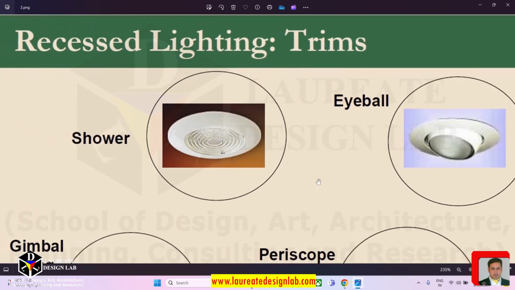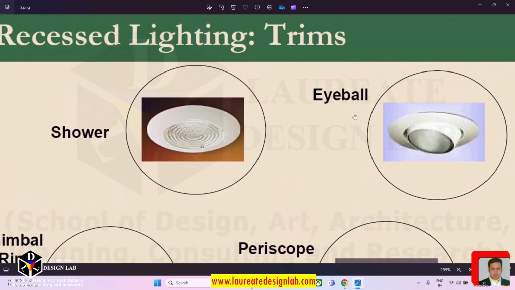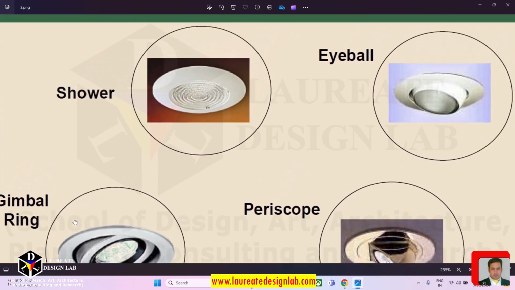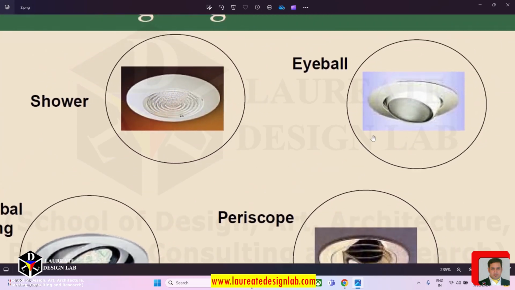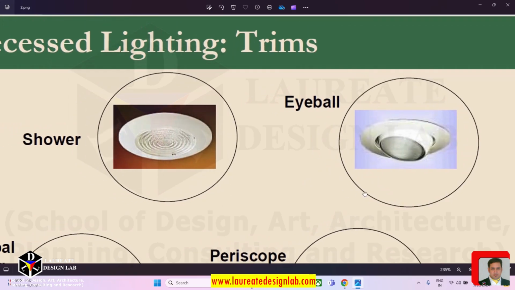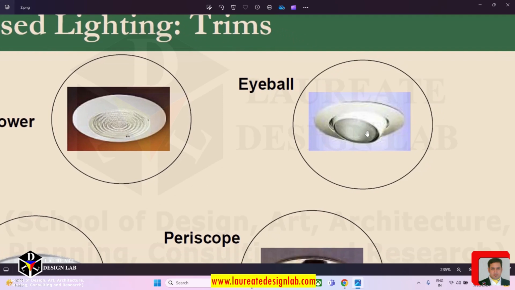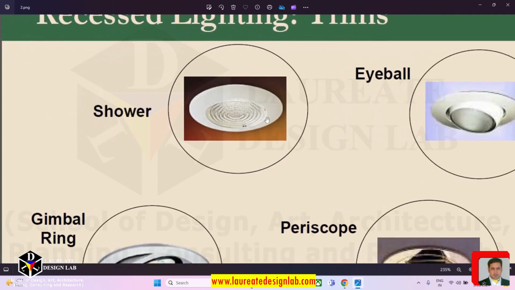So these recessed lights, why we use either gimbal or eyeball or periscope, it is based purely on the factor of the angle, and the secondary point is what type of look you want to achieve. The functional aspect of this eyeball is that it behaves like our eyes. It can rotate or move right side, left side, this side or that side. So movement is possible here, but here light can't move.